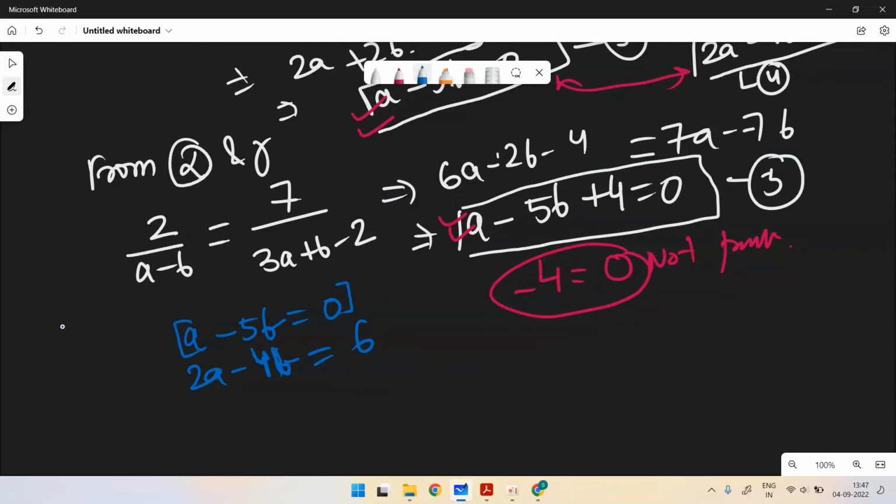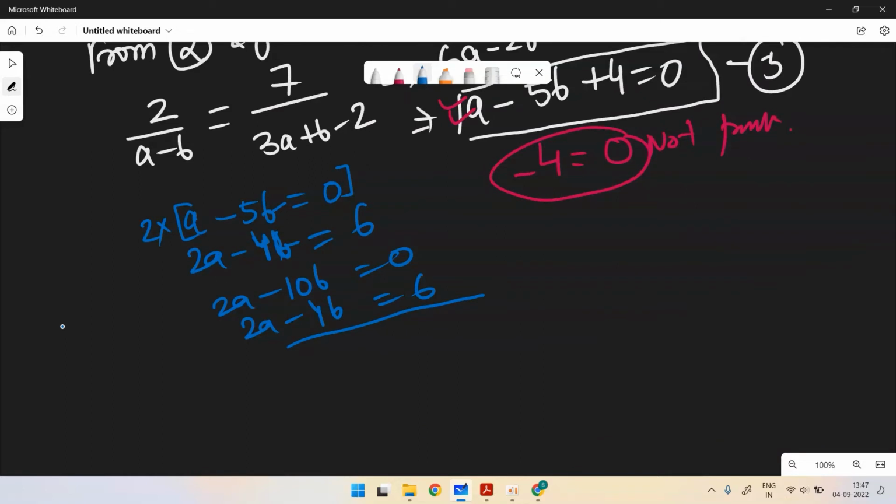because it's not written which method to use, this is 2a minus 10b equal to 0, and for this it is 2a minus 4b equal to 6. So if you subtract these two, this is minus, this is plus, again minus, this becomes 0, minus 10b plus 4b is minus 6b equal to minus 6, which implies that b equal to 1.